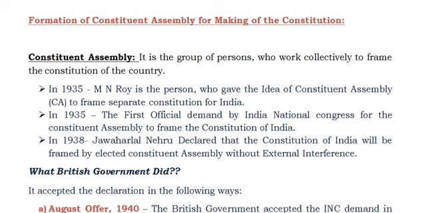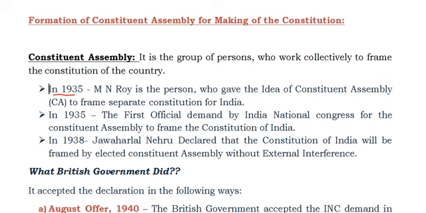When this Constituent Assembly concept came into the picture in India, in 1930, M.N. Roy was the person who first gave the idea of the Constituent Assembly to frame a separate constitution for India. So he demanded a separate constitution for India, and he also said that we need a separate constituent assembly to frame it. In 1935, the first official demand by the Indian National Congress for the Constituent Assembly was made.